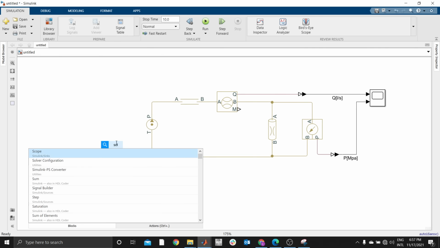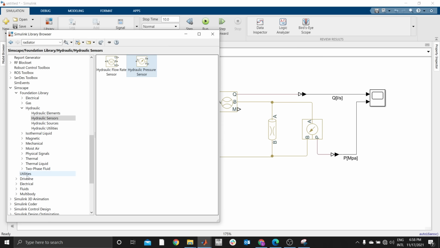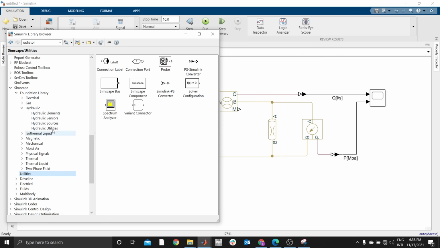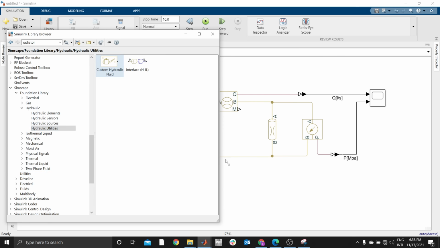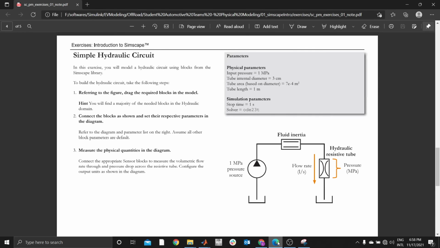Then we need solver. Never ever forget solver. Okay, like that. Then we need to define the liquid. How do you define what you are using here? You go back to library, you go to hydraulic utilities, you take the fluid now. This is where we define the type of fluid, coefficient, parameters. Therefore, let me see whether they are defined. They are not defined. Okay.